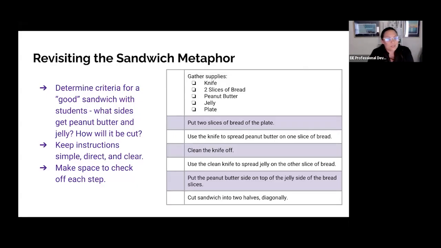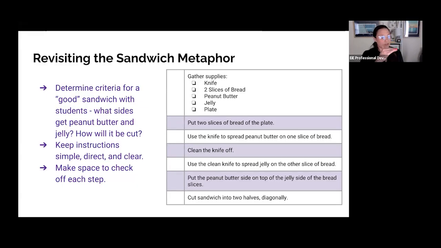So we wanted to end by revisiting that sandwich metaphor. If I were to design some scaffolding for a student who needed executive functioning support to make a peanut butter and jelly sandwich for me, first, we'd make sure that as a class, we decide what makes the criteria for a good sandwich. How are we evaluating that? Does it get peanut butter and jelly on both sides? How are we going to cut it? I'm going to keep those instructions really direct and clear.